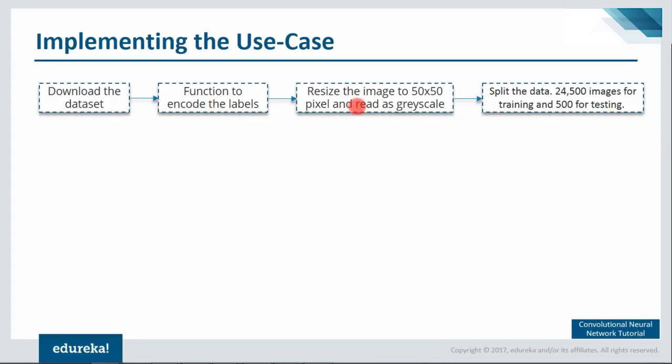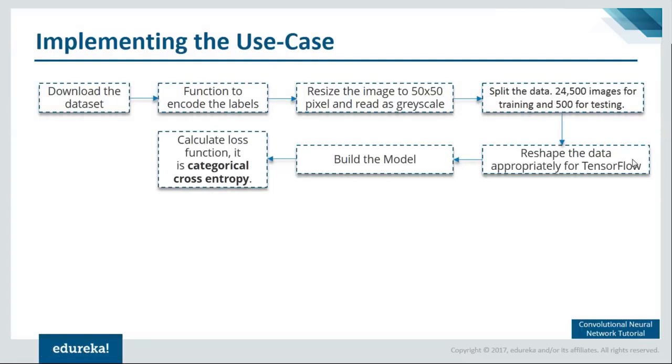After that, we'll resize the image to 50 cross 50 pixel and we are going to read it as a grayscale image. Then we are going to split the data, 24,000 images for training and 50 for testing. Once this is done, we are going to reshape the data appropriately for TensorFlow. Now TensorFlow, I think everyone knows about TensorFlow. TensorFlow is nothing but a Python library for implementing deep learning models.